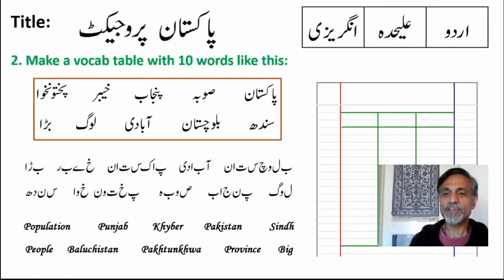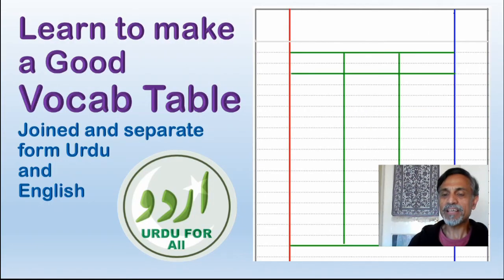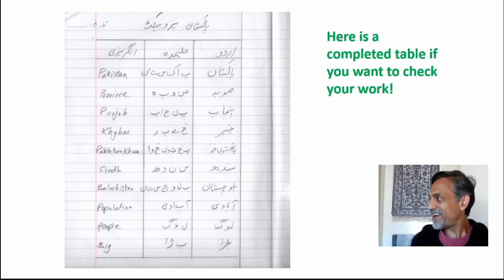Okay, your second task is you're going to make a table with these 10 key words. Right? Now, if you never made a vocabulary table before, don't worry. You can go to my video, this one over here. It will tell you how to make a table. It's called Learn to Make a Good Vocab Table, and you can find it on my channel Urdu for All. Right? Now, I want you to pause this video now, complete your table, and once you completed your table, you can start your video again, and there you go. There, I completed the table for you. So you can compare your work, your table, with my table to see if you made any mistakes, right? So that's your second task done.